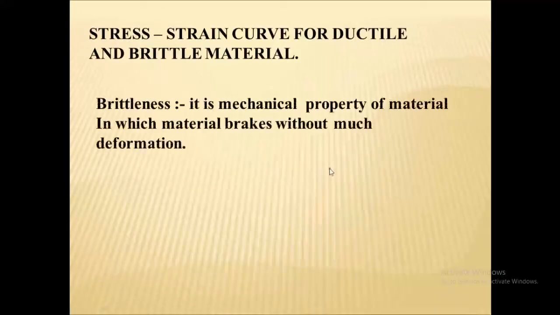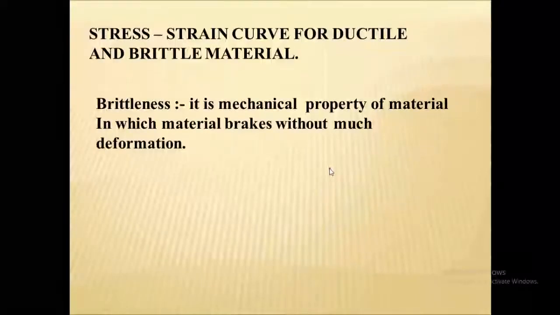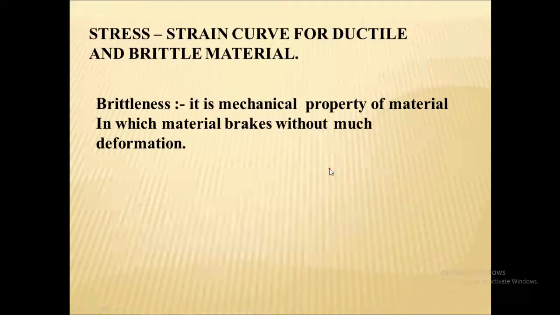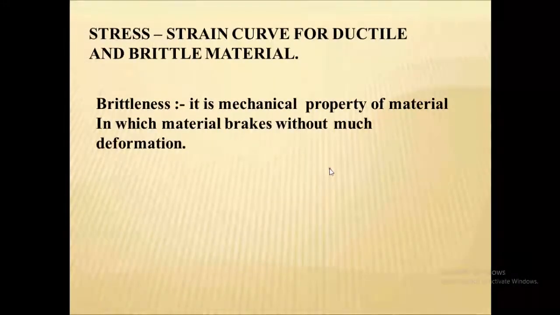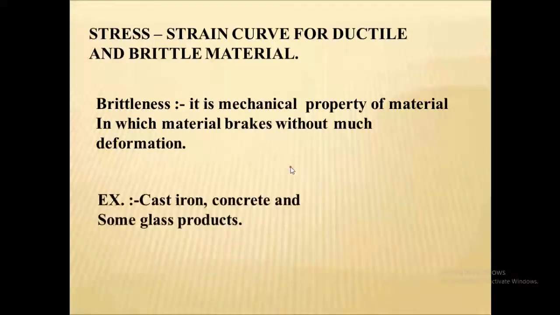Now next is the brittleness. So it is the mechanical property of a material in which the material breaks without much deformation. It means that when we apply load on a brittle material, it breaks suddenly, and the deformation inside it is small. That is the brittleness property. For example, cast iron, concrete and some glass products are examples of brittleness.